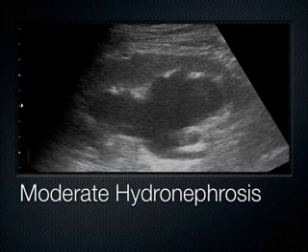If all I saw was a big black center where the kidney should be, and there's no cortex left, it's very, very rare, but that would be severe hydronephrosis. The fact that I can still make out cortex tells me this is probably moderate.